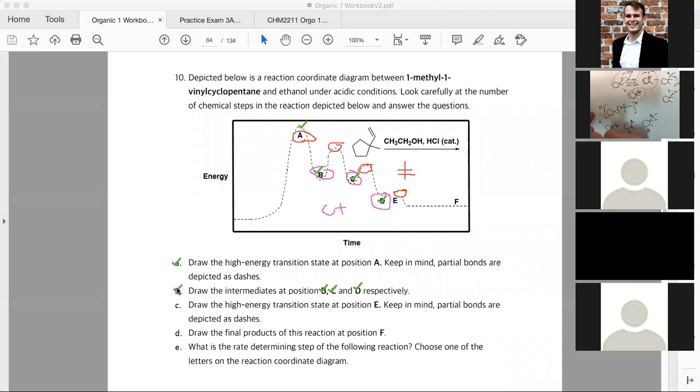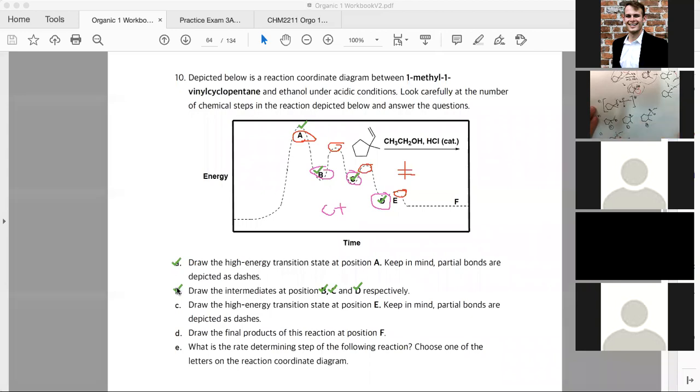So now we're on part C. Draw the high energy transition state at position E. So what looks like it's happening at the very end of the reaction? Well, at the very end of the reaction, it looks like it's this final deprotonation step. So let's practice this one more time. That's not too bad. So let's draw the two main molecules that are interacting. So we have this, and I'm gonna draw the proton like that for a reason in a second. Actually, I don't want to do anything there yet. And I want to draw ethanol.